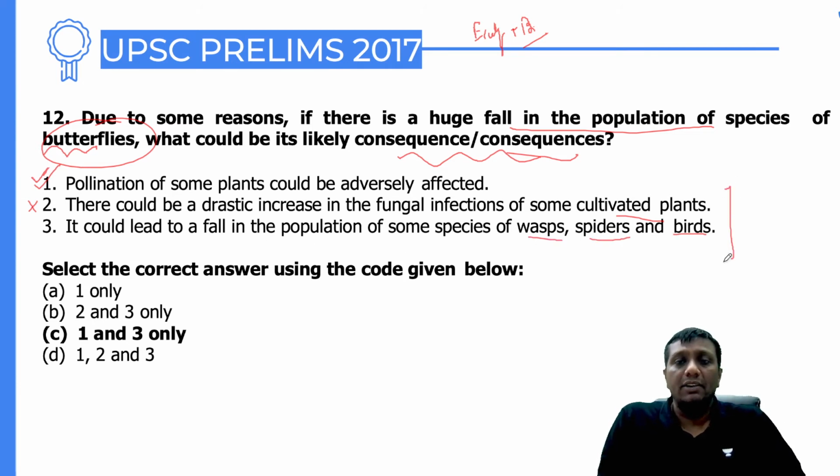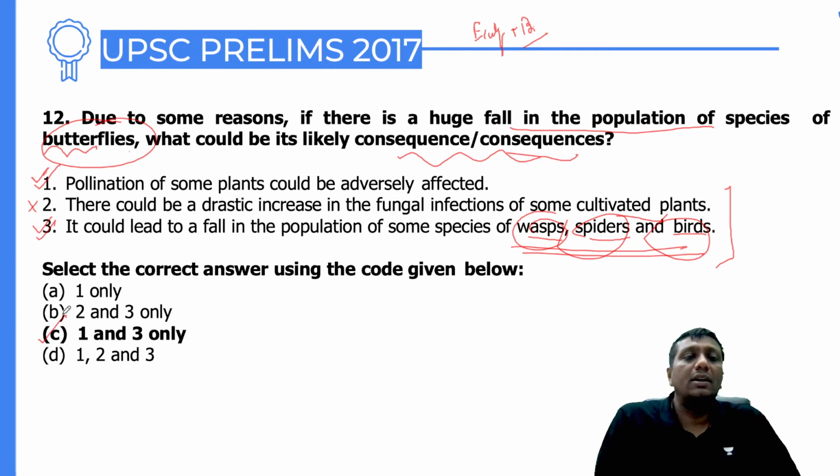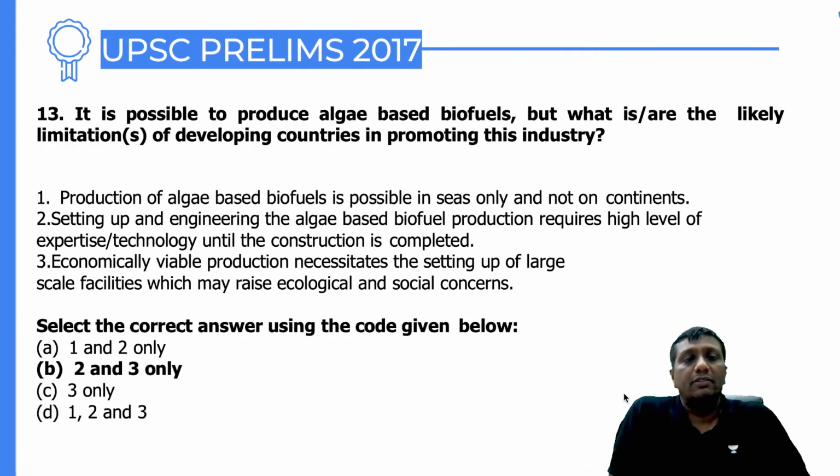spider and bird. Definitely it is right, guys. Because of butterfly pollination, if the plant diversity is going to die, and the plant diversity is the food for many animals, many organisms, definitely this is right, it is possible. So the first and third statements are definitely right in this case.